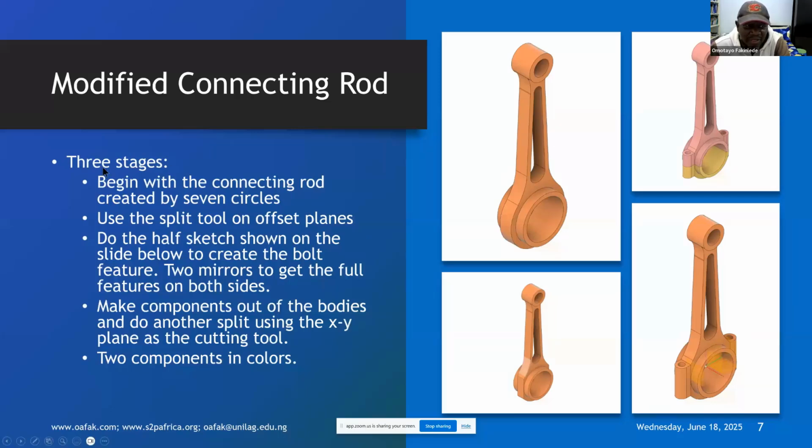For instance, we said modify connecting rod. There are 3 stages. You begin with the connecting rod we did last week, the one created with the 7 circles. You use the split tool on offset planes. You do a half sketch shown in the slide below to create the bolt feature, and then you use 2 mirrors to get the full features on both sides. And make components out of bodies. You do this by using the XY plane as a cutting tool, and you will get everything in two components.